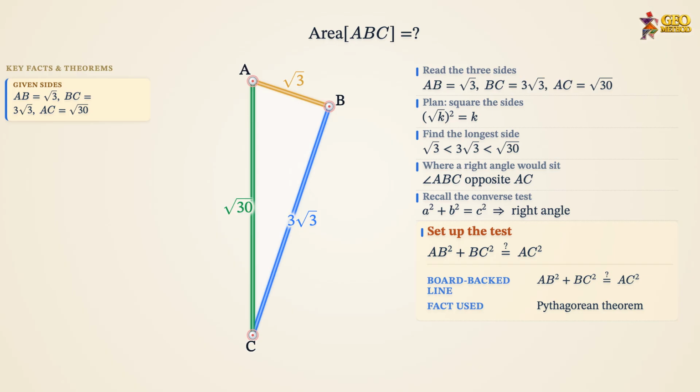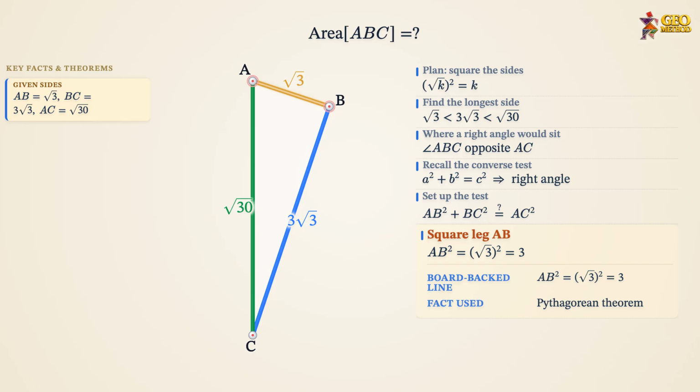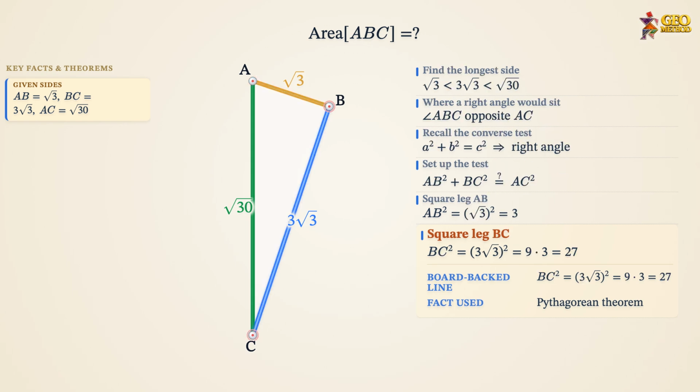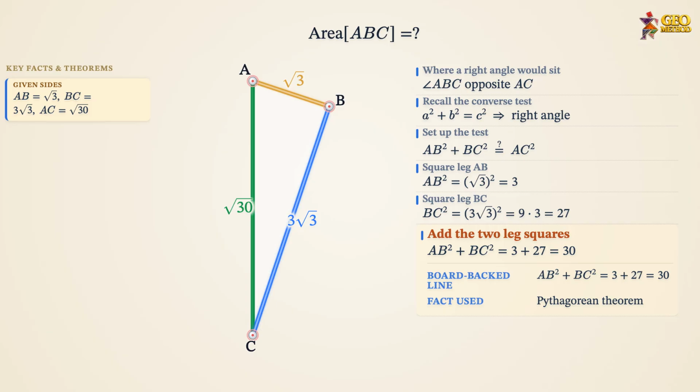Let us build both sides of that equation piece by piece. Start with leg segment AB. The square root of 3 squared is simply 3. That is our first squared length. Now, leg segment BC. 3 root 3 squared means 3 squared times root 3 squared, which is 9 times 3, or 27. That is the second squared length. Add the two squared legs together. 3 plus 27 gives 30. That is the entire left side of our test, coming from sides segment AB and segment BC.